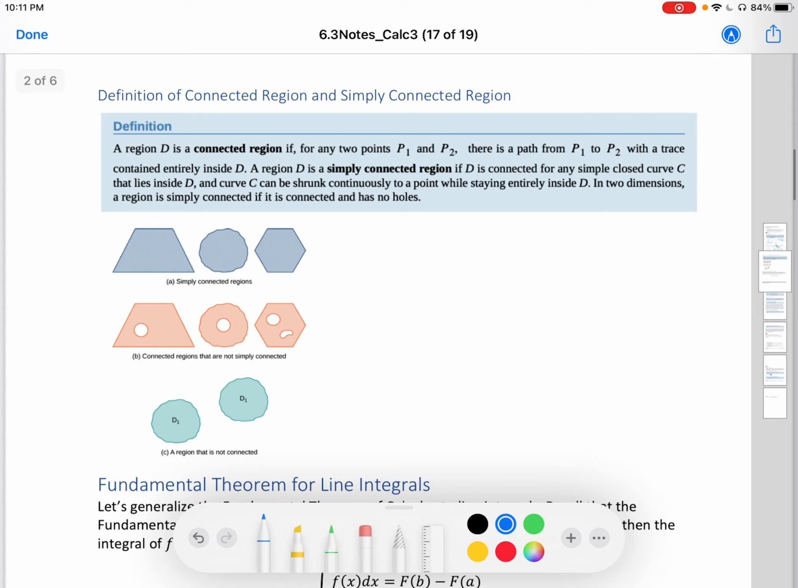Now, another region we need to discuss is a connected region. Let's read this definition. A region D is a connected region if for any 2 points, P1 and P2, there is a path from P1 to P2 whose trace is contained entirely inside.